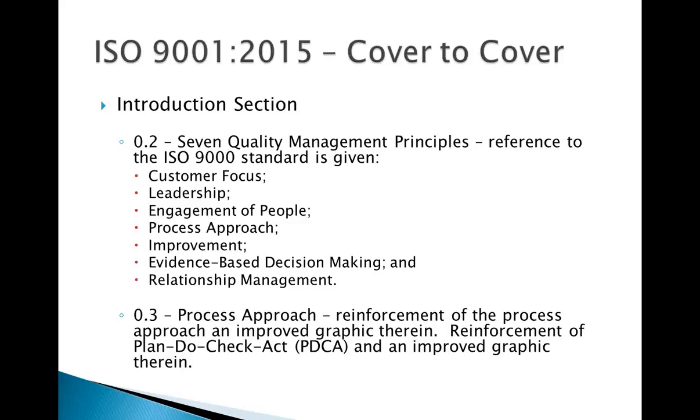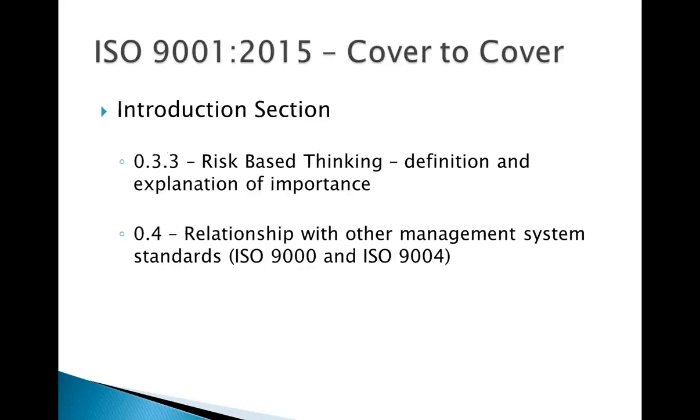Section 0.3 is called Process Approach, reinforces the process approach intended by the standard, and it gives an improved graphic for process approach, further reinforcing plan, do, check, act, and tying it to the sections of the standard. Section 0.3.3 is called Risk-Based Thinking, provides a definition and an explanation of the importance of the idea. And then Section 0.4 is called Relationship with Other Management System Standards. And the 2 other standards of note here are 9000, the Fundamentals and Vocabulary, and 9004, the Guidelines for Improvement.